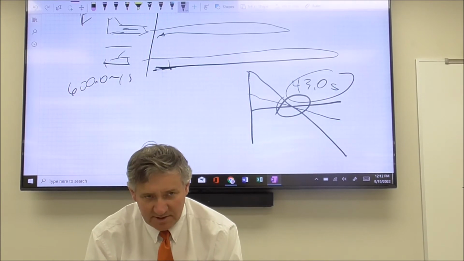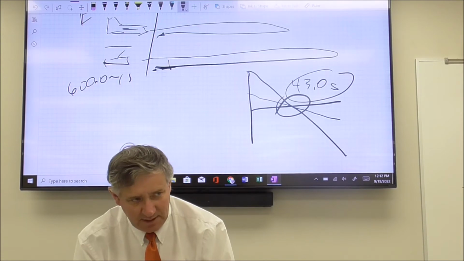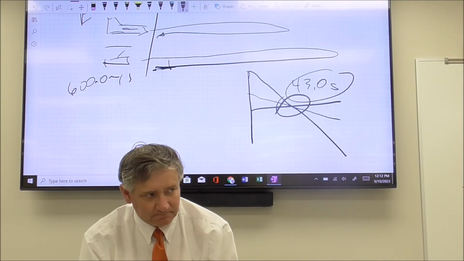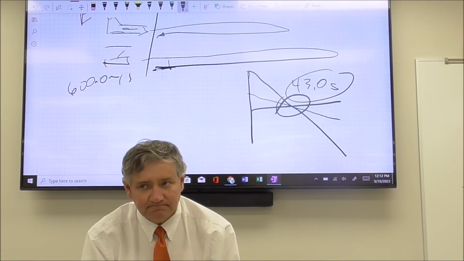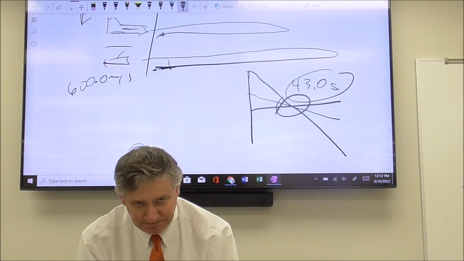So if all goes well on number 8, both of those accelerations are going to be somewhere between like -10 and -15. Okay? Somewhere between -10 and -15.